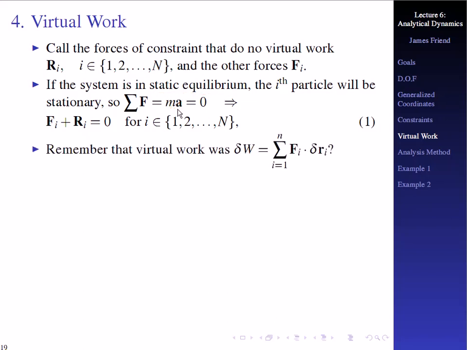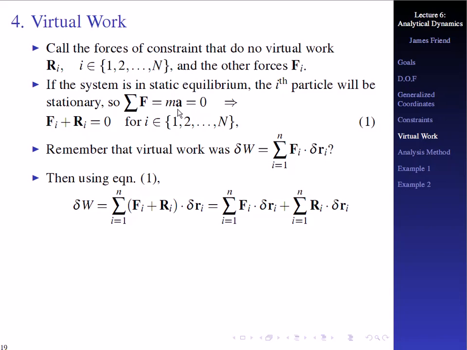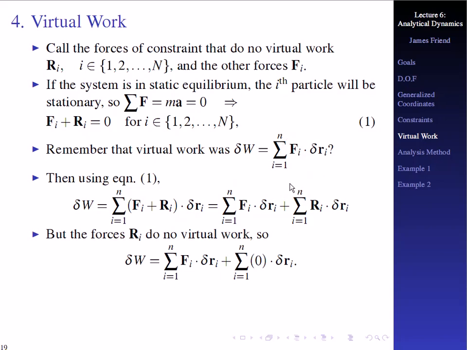So if you remember the virtual work, then really it was delta W is equal to the sum of F sub I dot delta R sub I. Then if we use equation 1 here, and we substitute in, instead of just having F sub I now, we'll have F sub I plus R sub I. F sub I are now these forces that do work, and R sub I are the ones that don't. And that together is dot producted against delta R sub I to tell us what's going on. These are the ones that do work, these are the ones that don't. And the forces R sub I do no virtual work, so this particular part will go out to be zero. The only thing left over is the forces that do work. This is the so-called principle of virtual work, where these are the externally applied forces.